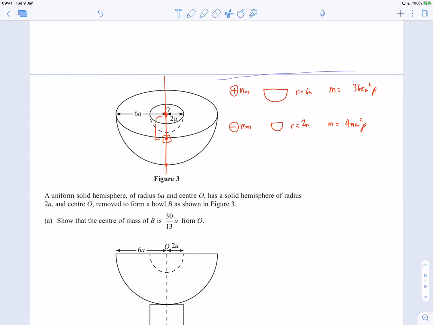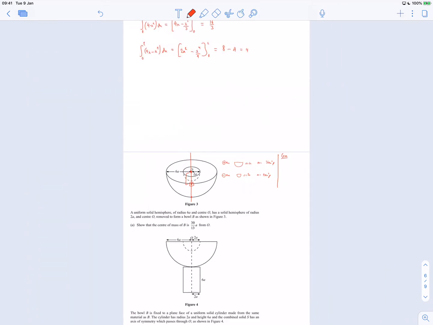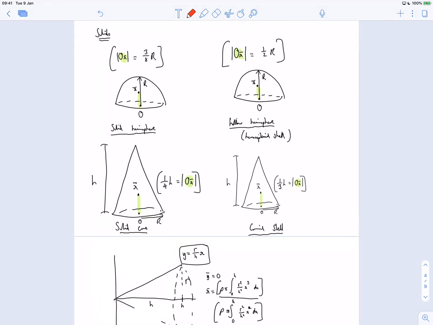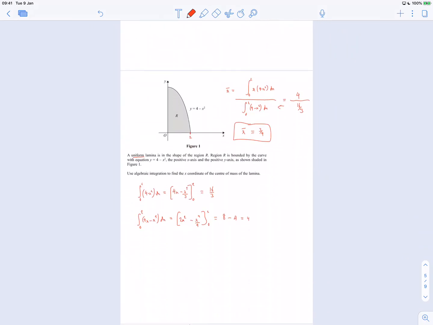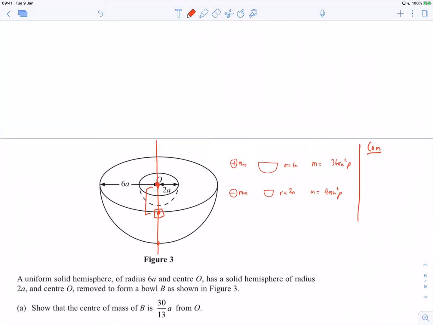Next up, if I consider where their centres of masses are, the centre of mass of the first one, I look back to the standard results to see the solid hemisphere, which is over here, is 3/8 of r. So for the first one, it's going to be 3/8 of 6a, and for the second one, it's going to be 3/8 of 2a away.